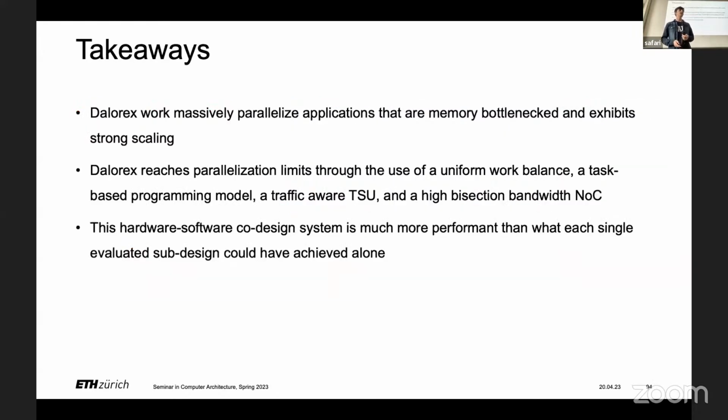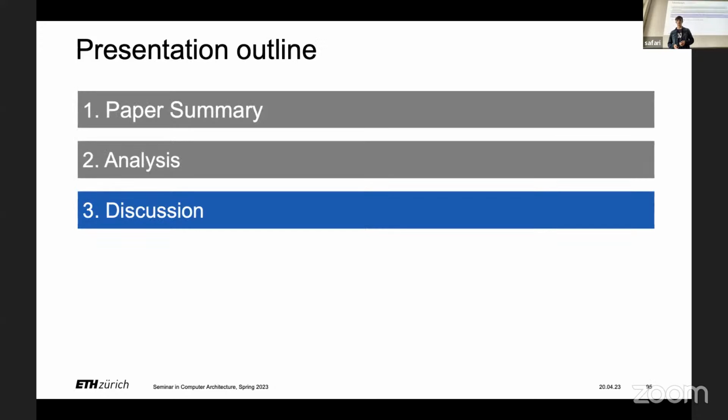So my final takeaways are that Dalorex does massively parallelize applications that are memory bottlenecked and does exhibit strong scaling. Moreover, Dalorex reaches parallelization limits through the use of a uniform work balance, a task-based programming model, a traffic-aware TSU, and also a high bisection bandwidth network on chip. And this hardware-software co-design system is much more performant than what each single evaluated sub-design could have achieved alone.